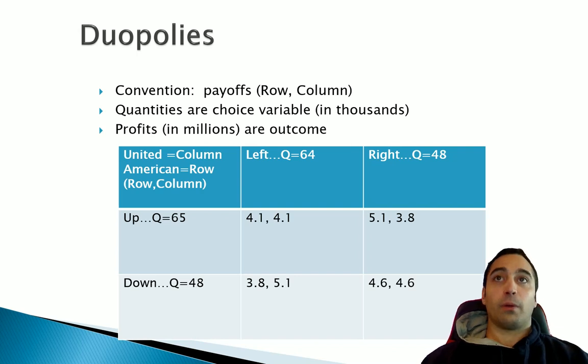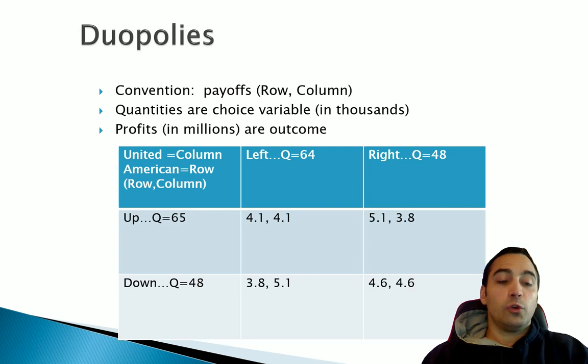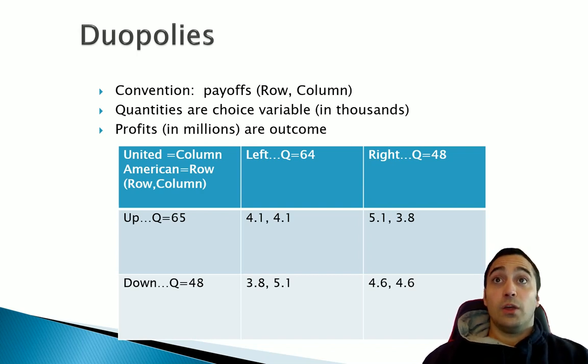All right, so let's do another one. In this one, we're trying to model a duopoly. We'll do more strategic firm behavior in a bit, but first let's look at just a silly 2x2 game. In this, United Airlines is the column player, and they can either pick 64 or 48 flights per day. American Airlines is the row player. They can also either choose 65 or 48 flights per day. You'll note the millions of dollars in profit the two companies make changes based on how many flights they each make.